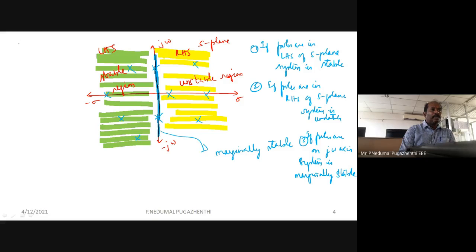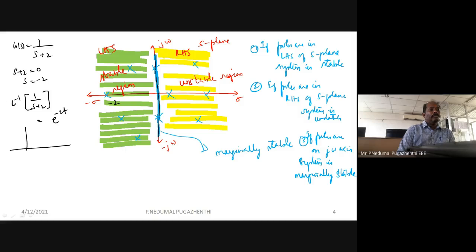Let us say you have a transfer function G of s equal to 1 by s plus 2. If you take s plus 2 equal to 0, which implies s is equal to minus 2, minus 2 lies in the left hand side. If you take the Laplace inverse of 1 by s plus 2, you will get e power minus 2t. If you draw a graph between t and e power minus 2t, that's your final output g of t, it is going to be an exponentially decaying curve like this. It varies from 1 to 0. 0 will be at infinity.